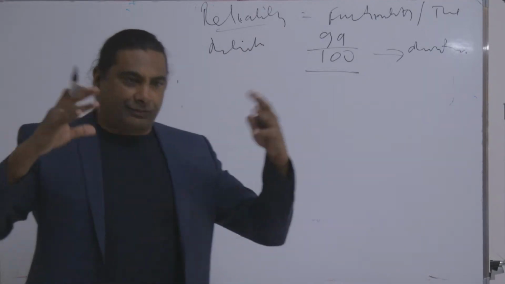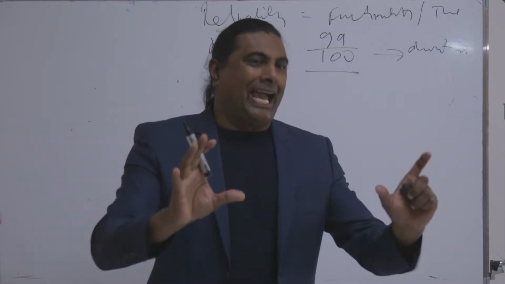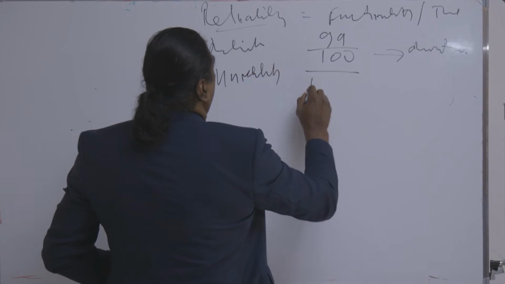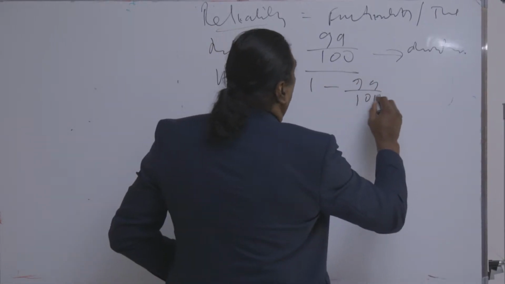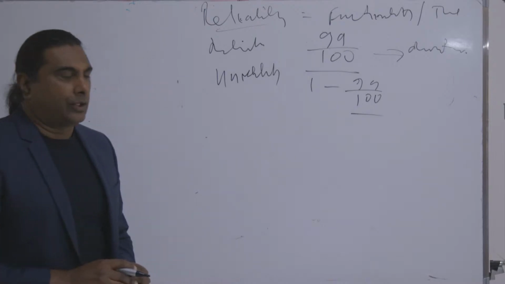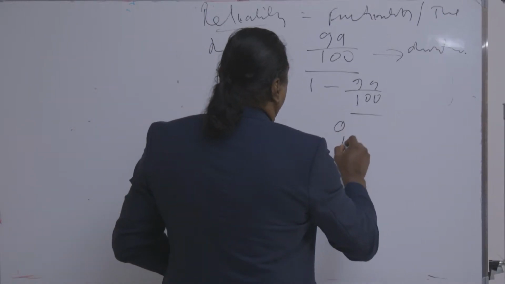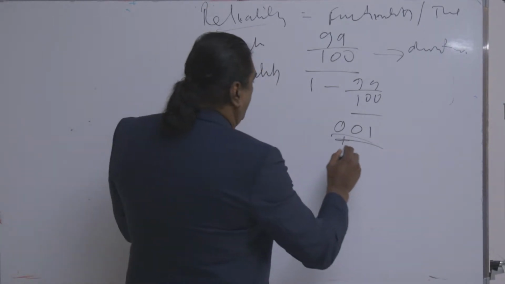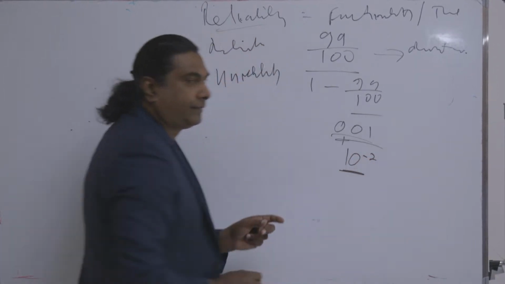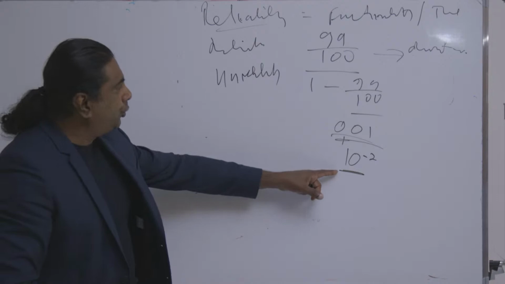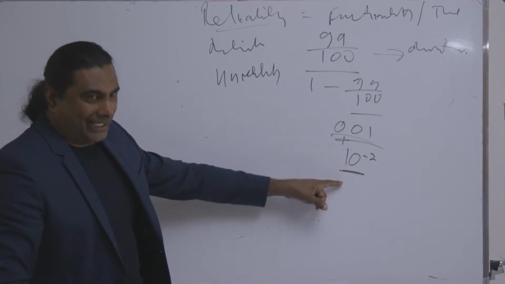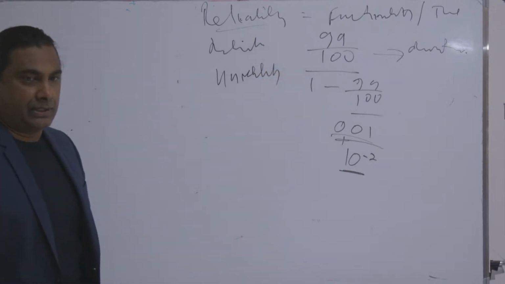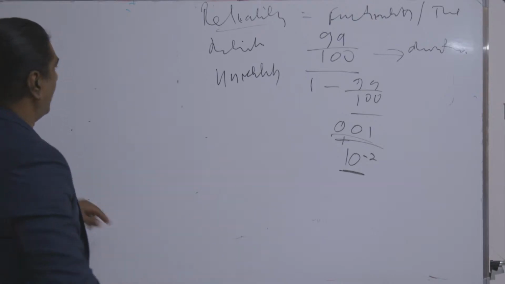Remember, in the concept of management, we actually talk about unreliability. Unreliability is 1 minus 99 over 100. In this case, it's going to be 0.01, which you write as 10 to the minus 2. 10 to the minus 2 means your unreliability rate is 1 in 100. So you're getting it wrong 1 in 100 times.